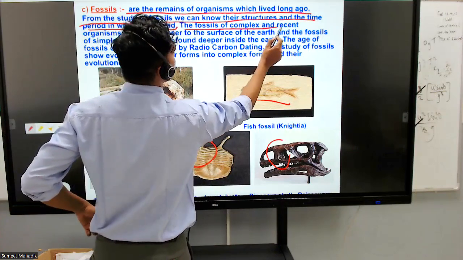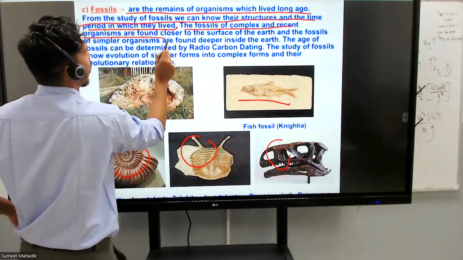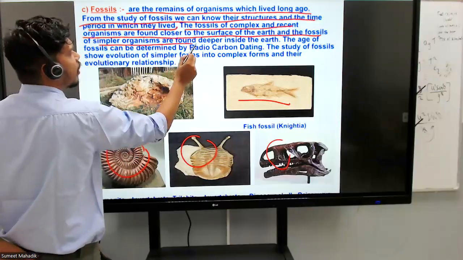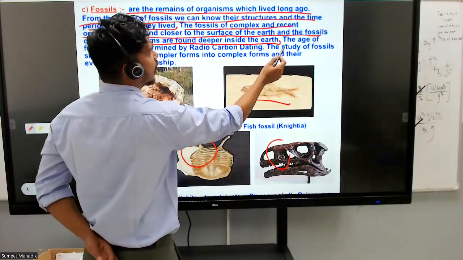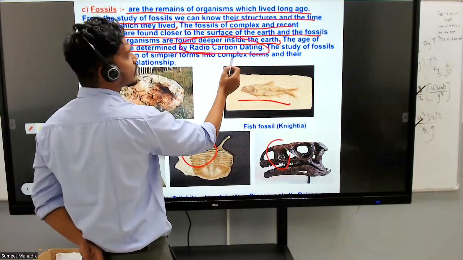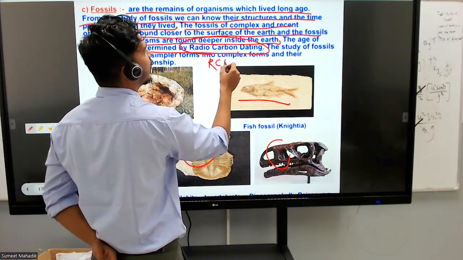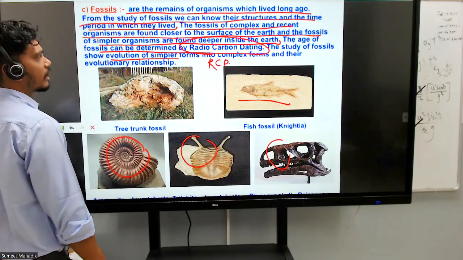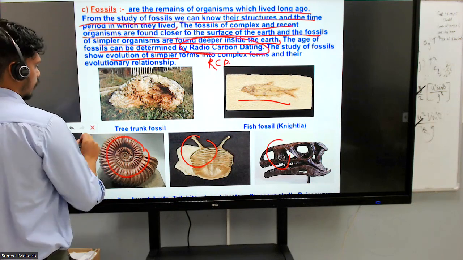The fossils of complex and recent organisms are found closer to the surface of the earth, and the fossils of simpler organisms are found deeper inside the earth. The age of a fossil can be determined by radiocarbon dating, RCD, radiocarbon dating. The study of fossils again shows evolutionary relationships, right? So this is all about the fossil.